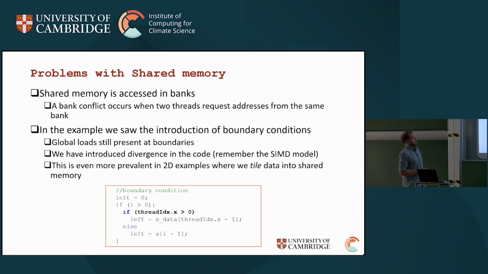Oh my word, I don't want to talk about shared memory bank conflicts. Absolutely not. So in the example we saw, we introduced boundary conditions, so we have global loads. I said that we can minimize the impact of it with big block sizes, not avoid it, but minimize it. But this is going to be even more prevalent in a 2D example. If we have a stencil operation, then you've potentially got boundaries in X and Y. If it's a 3D problem, you've got X, Y, Z. So the code can end up getting a little bit ugly with branching conditions.